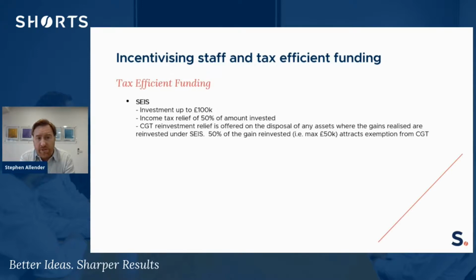And rather than a CGT deferment scheme, this has a CGT reinvestment relief scheme, which basically says that, again, if an asset was sold and the proceeds were used to invest in a seed EIS scheme, 50% of the gain on that previous asset can actually be completely exempt from capital gains tax. So it's not a deferral, it's actually an exemption. So a lot more generous reliefs, but the limits are reduced.